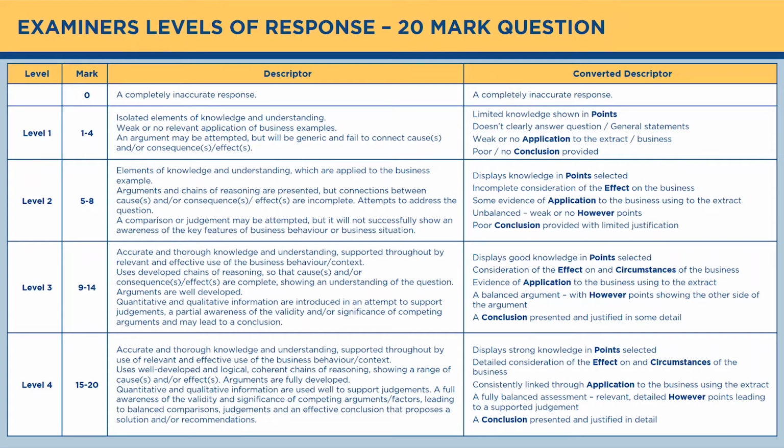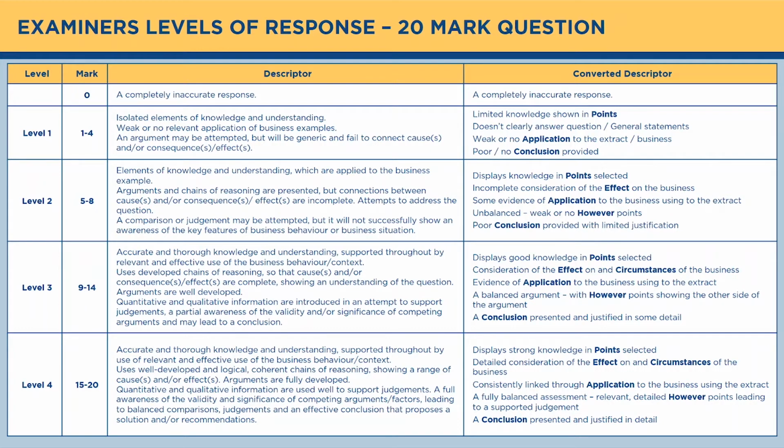So these are the mark bands. Obviously we're looking for a level 3 answer or above, ideally significantly into level 3. 10 out of 20 marks would be roughly the baseline for a C grade, and so you need to be at least in level 3 if you want to achieve a C grade or higher. So we've got level 1, 1 to 4 marks, level 2, 5 to 8 marks, level 3, 9 to 14 marks, and then level 4, a really strong answer, 15 to 20 marks.